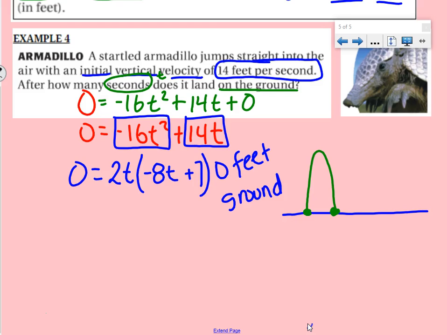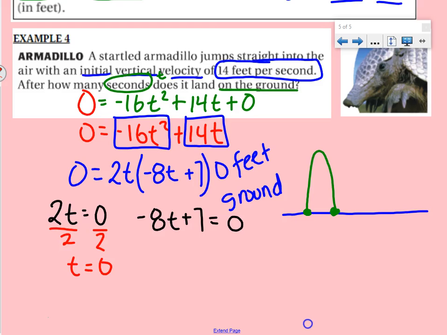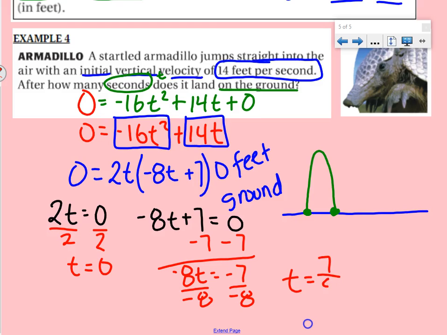Now we can use our zero product property. 2t equals 0. Negative 8t plus 7 equals 0. And get our solutions for t. Divide both sides by 2 here. We get t equals 0. Subtract 7 from both sides. We get negative 8t equals negative 7. Divide by negative 8 on both sides. T equals 7 over 8.